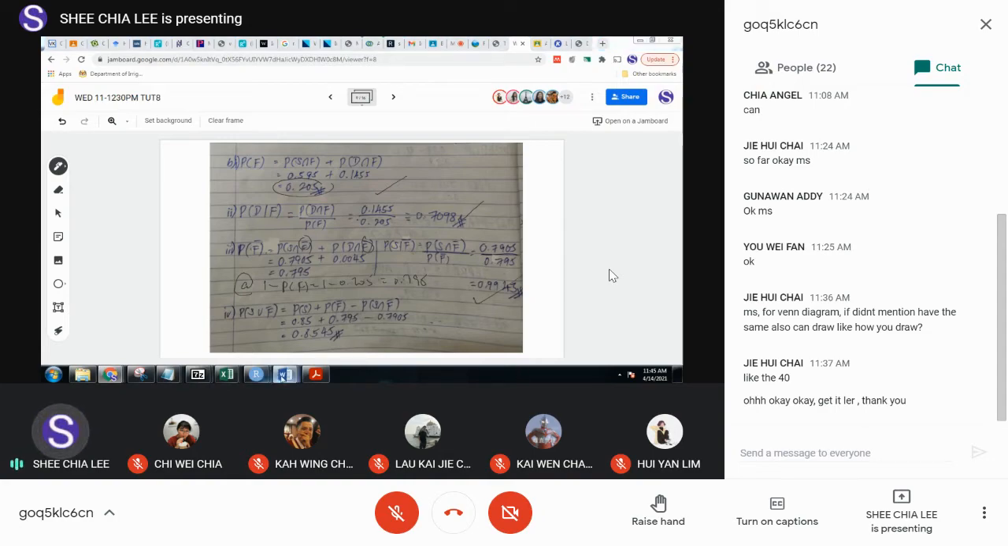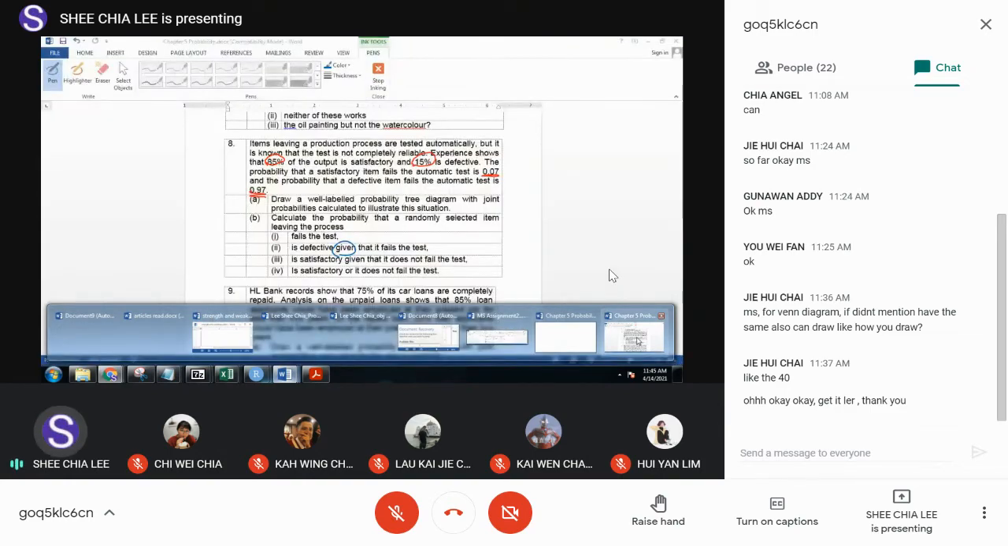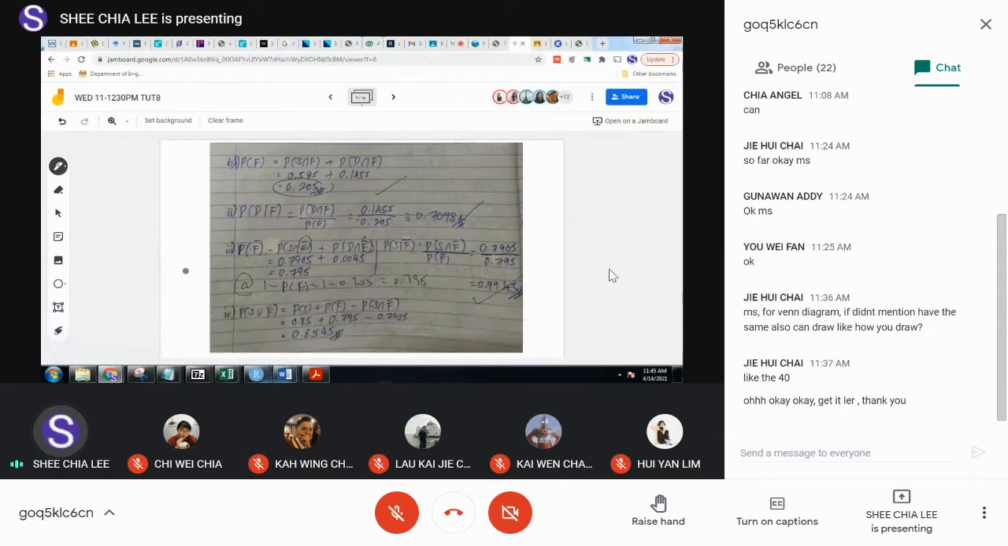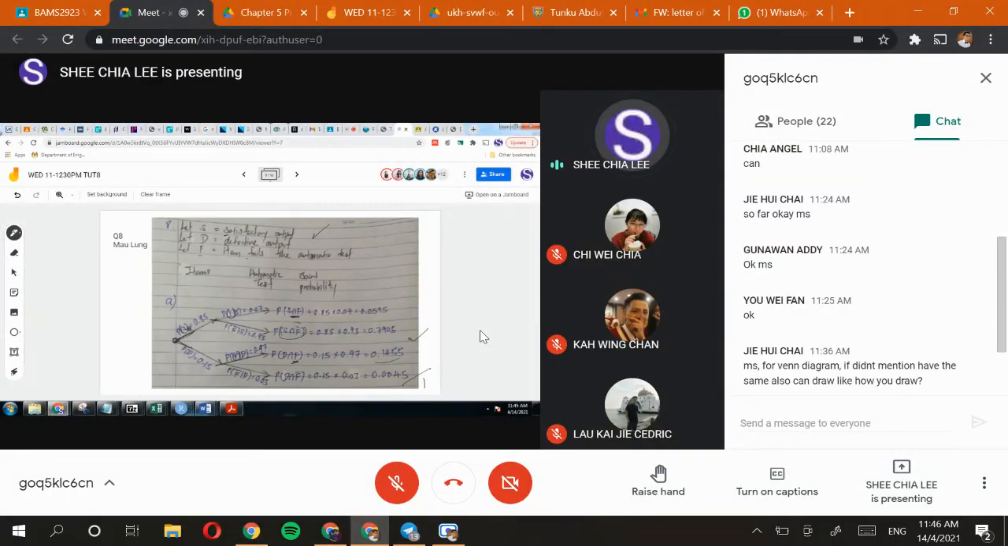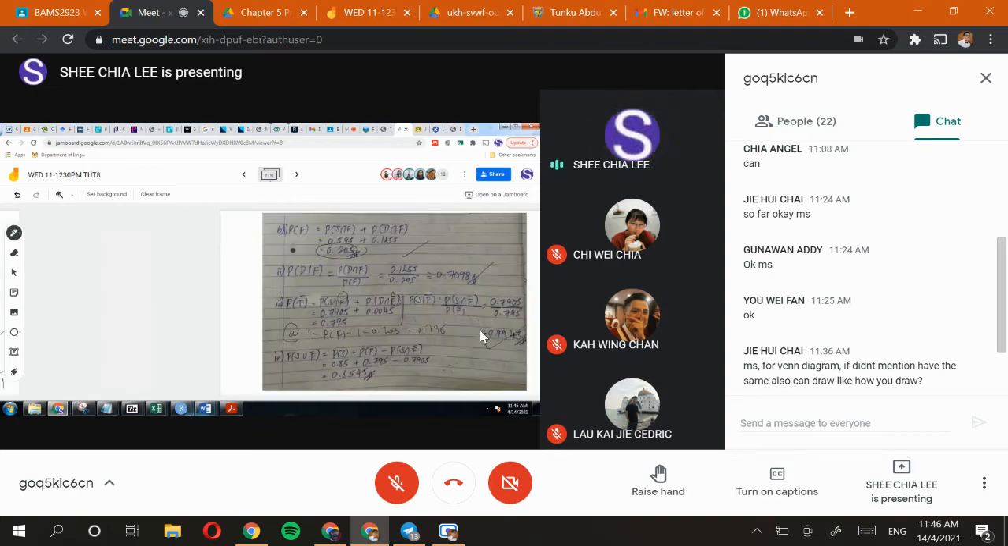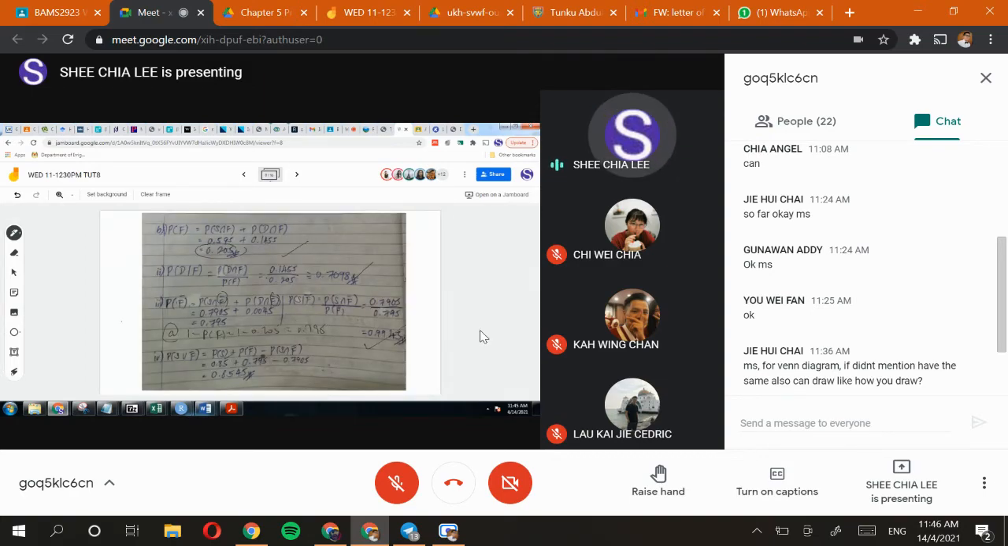And the last one is satisfactory or it does not fail the test. Satisfactory or does not fail. So it will be probability satisfactory plus probability no fail minus the intersect. So satisfactory here is 0.85, plus no fail, which is 0.795, minus satisfactory intersect no fail. So you get this answer.